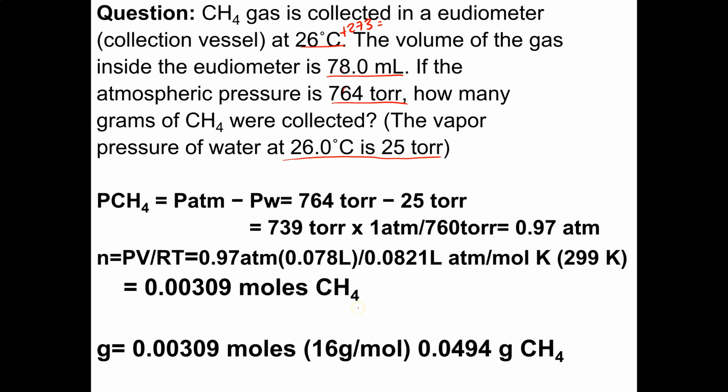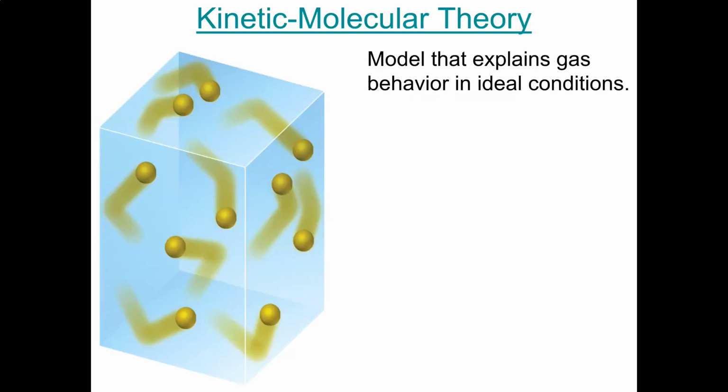To go to grams, the last step, because they're asking for how many grams in this. And I always try to circle what I'm looking for just so I don't brain fart it. Sometimes you solve for something and then it's not even what you're looking for. Like, a lot of people will stop at the 0.00309 moles. Say, I'm done. Yeah, but that's not what they're asking for. So grams, just multiply the moles times the molar mass, and you're done. There's your grams of CH4.